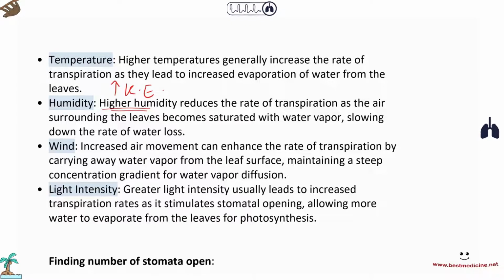Wind, again, wind would remove any water that leaves the leaf from accumulating outside of the guard cells, which maintains a steep concentration gradient. And light intensity, of course, because if there is light intensity, then the guard cells will be open. Because during light, you want to do photosynthesis, and for that you have to get carbon dioxide inside, which will stimulate the stomatal opening. So greater light intensity would mean greater rate of transpiration. Okay?